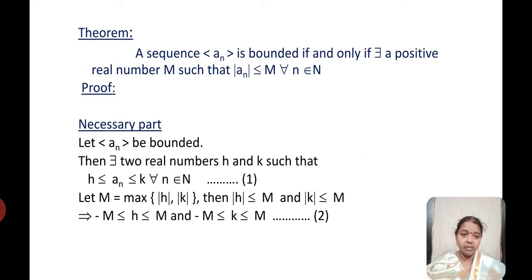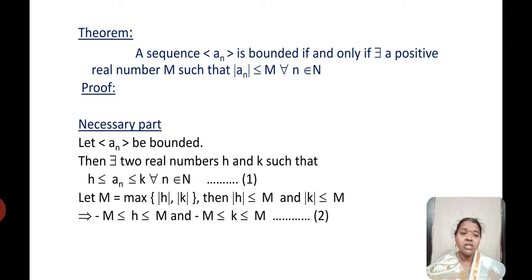Let's see a theorem. A sequence a_n is bounded if and only if there exists a positive real number capital M such that modulus of a_n is less than or equal to capital M for all n belonging to the natural numbers. So this contains two parts. One is the necessary part, the other one is the sufficient part.